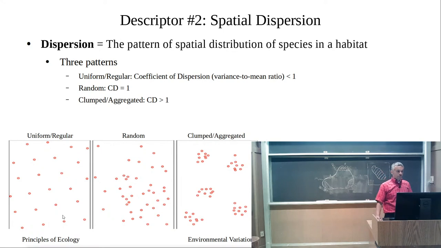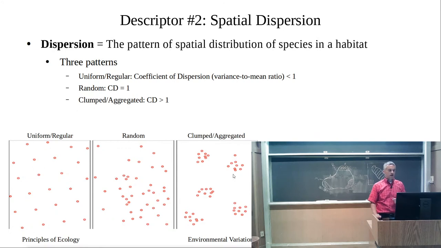So, a uniform or regular pattern is when our individuals seem to be equally spaced, or approximately equally spaced. In this situation, our coefficient of dispersion is going to be less than 1. The variance, the variability in our distances, is very low because basically all of our individuals are spaced equally. An orchard is a great example of a uniform regular distribution. This is human derived. We did that. Go to Christmas tree farms, uniform dispersion pattern. That's one end of the spectrum.